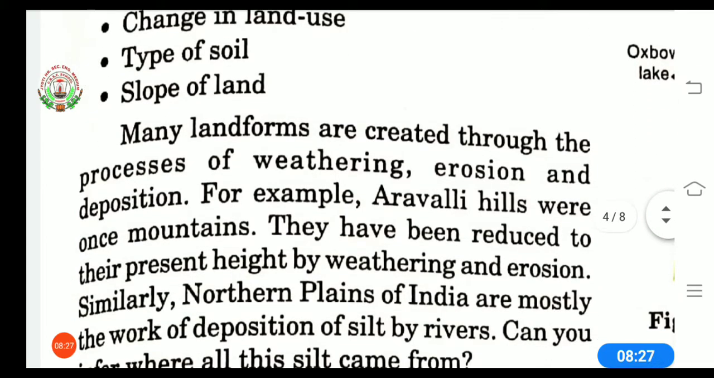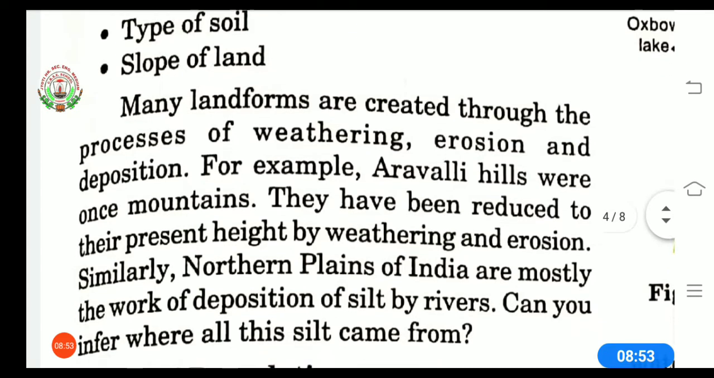Many landforms are created through the process of weathering, erosion and deposition. So there are 3 main processes. First is weathering, second is erosion, and third is deposition. Many landforms are created on the basis of all these 3 processes. We have 2 examples here.